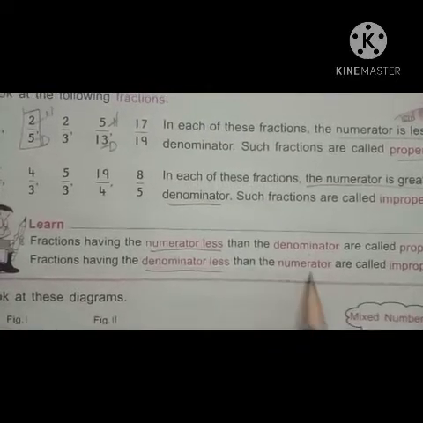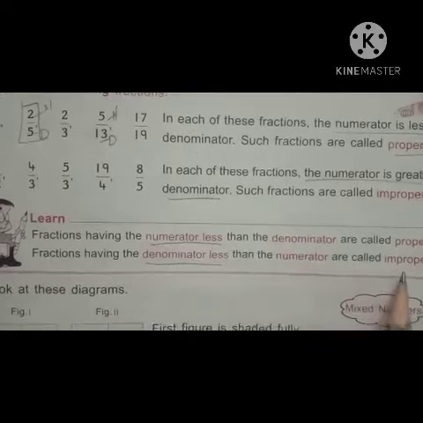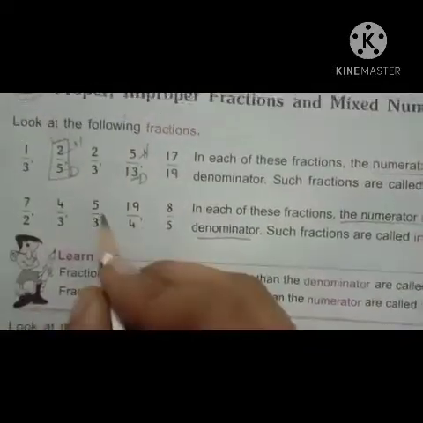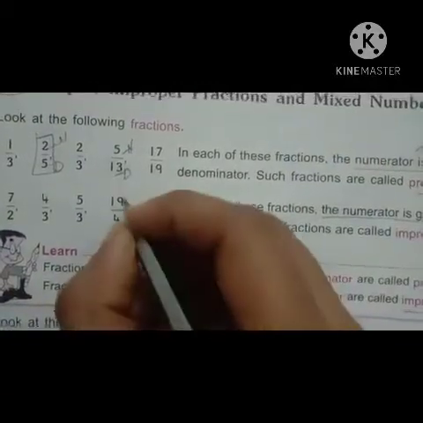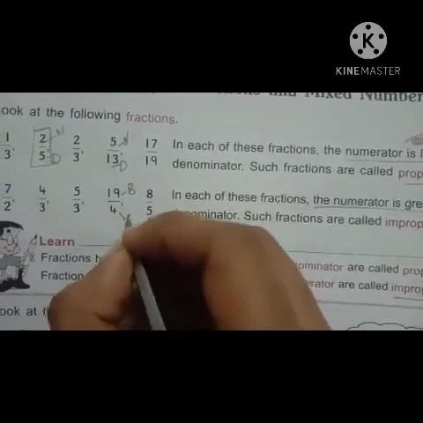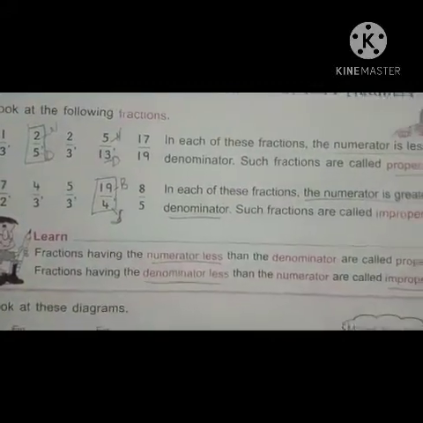Denominator lesser than the numerator. Denominator is lesser than the numerator means which fraction is it? Improper fraction. See here one example, 19 by 4. 19 by 4 means the numerator is a big number and the denominator is a small number. So 19 by 4 is an improper fraction.